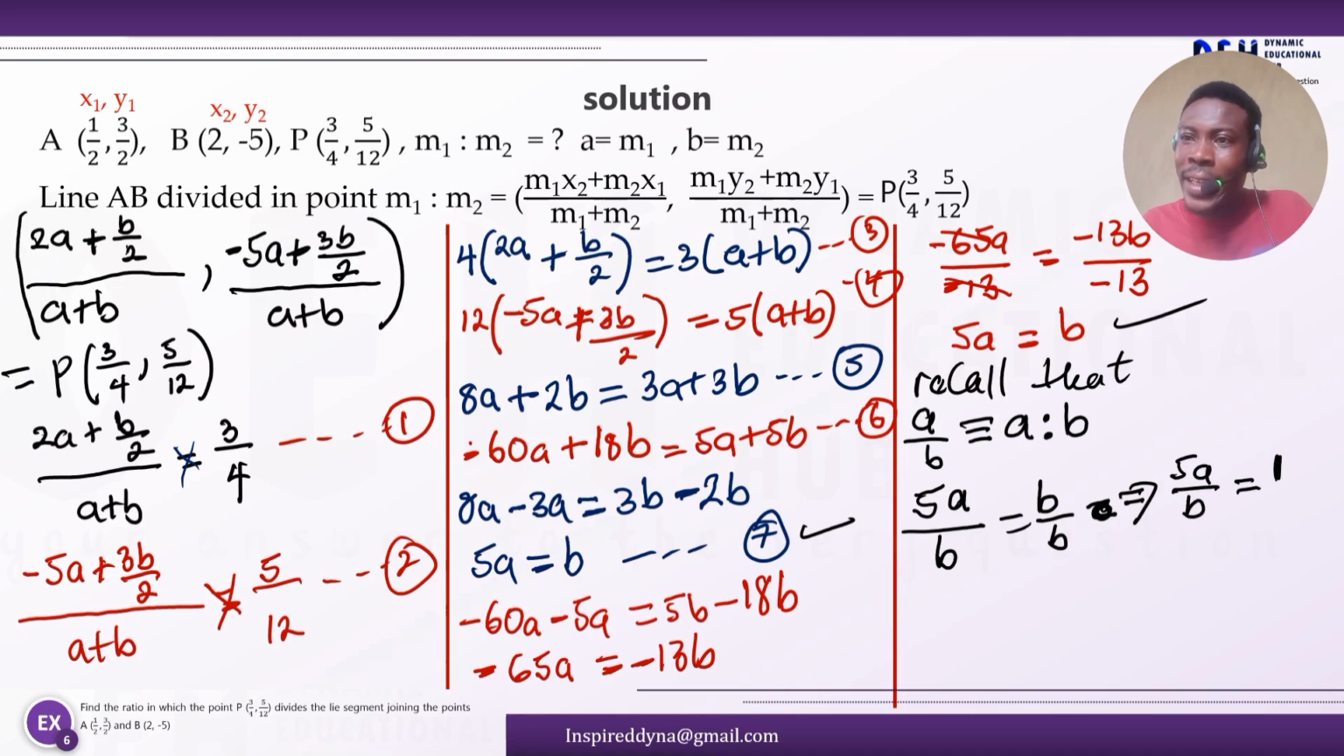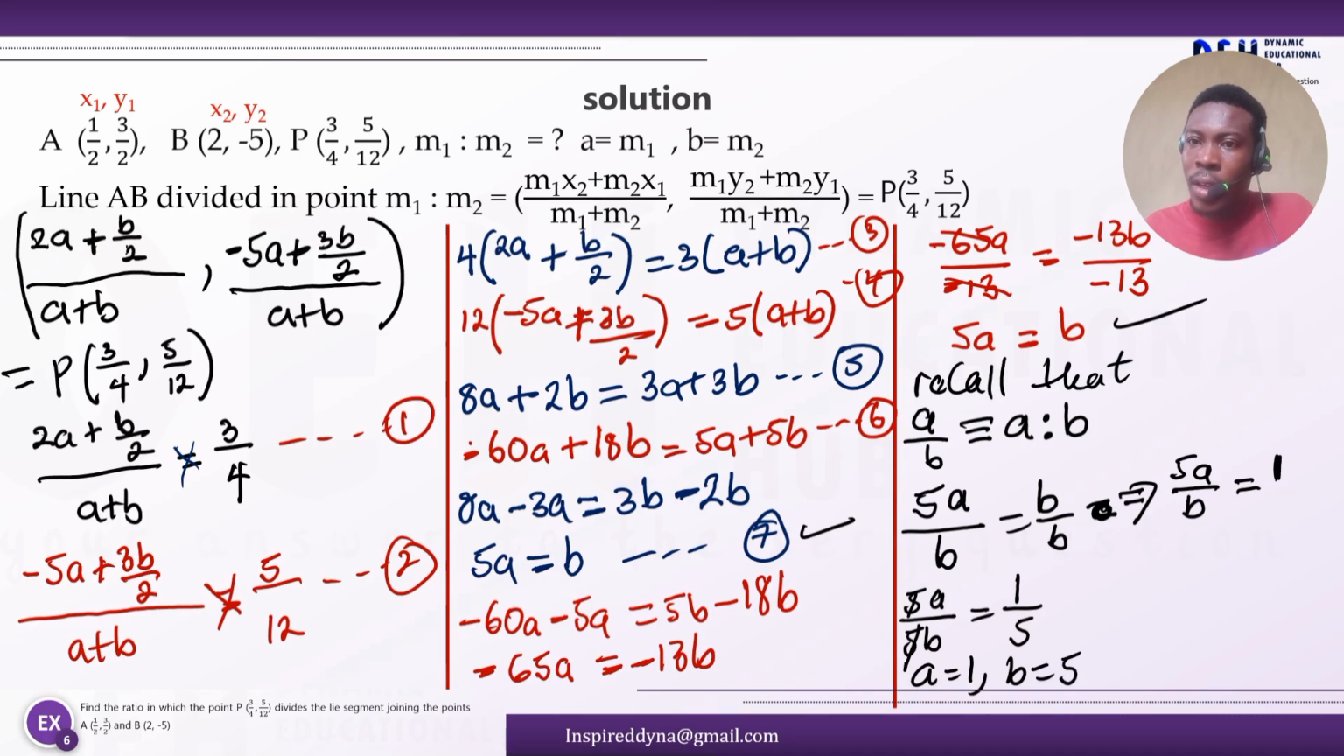So you still go ahead and divide both sides by 5. When you divide both sides by 5, you are going to have 5a over 5b should give you 1 over 5. So this 5 can cancel this 5. A over b is equal to what? A over b is equal to 1 over 5. So since a over b is equal to 1 over 5, a is equal to 1 and b is equal to 5.